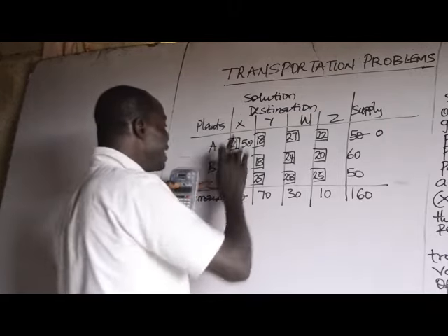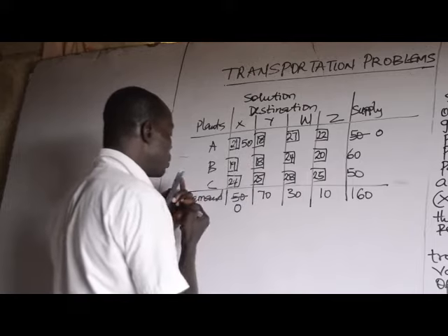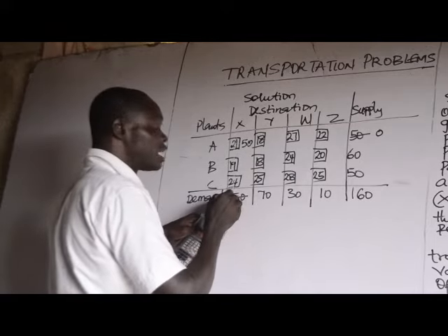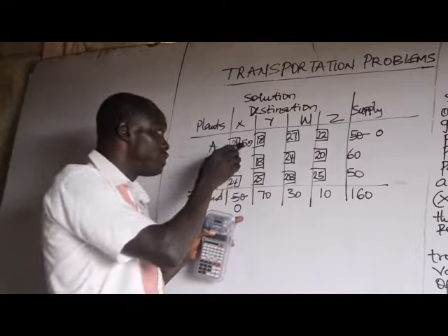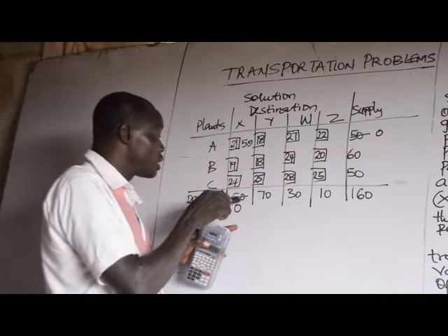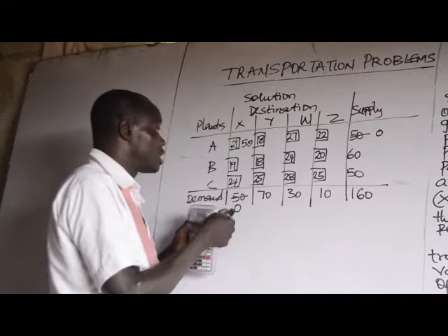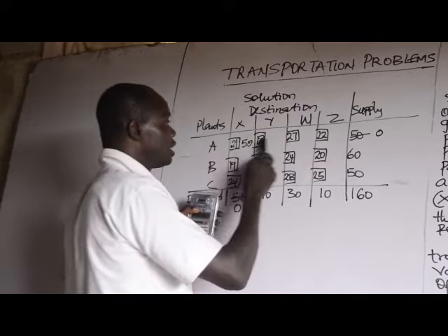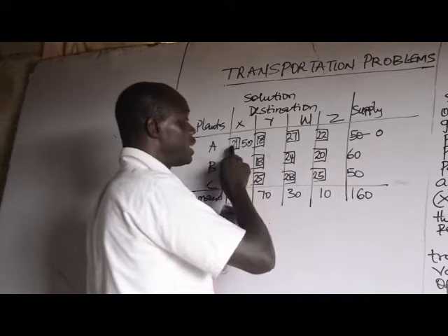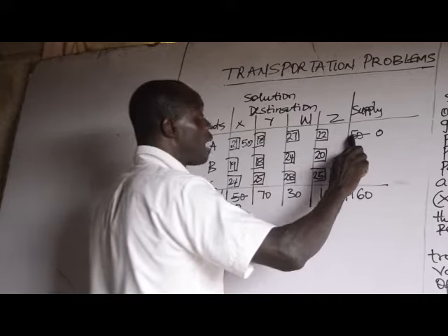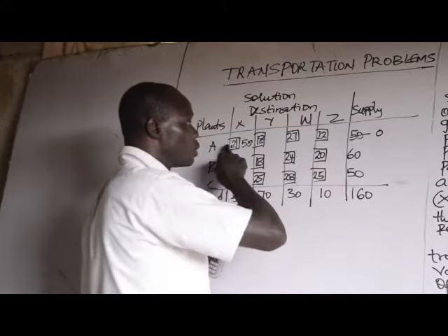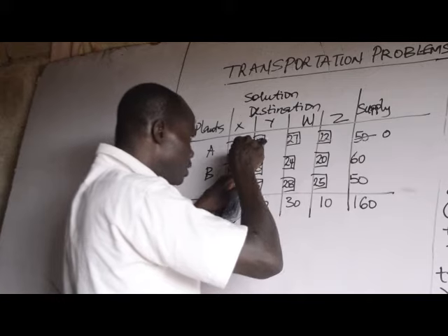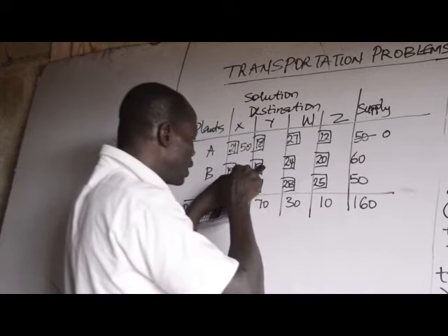You can't allocate anything to this row or this column again, since the 50 you had in this column and this row have been utilized and there is nothing left. Since we can't allocate to this, we consider allocating to the next cell.